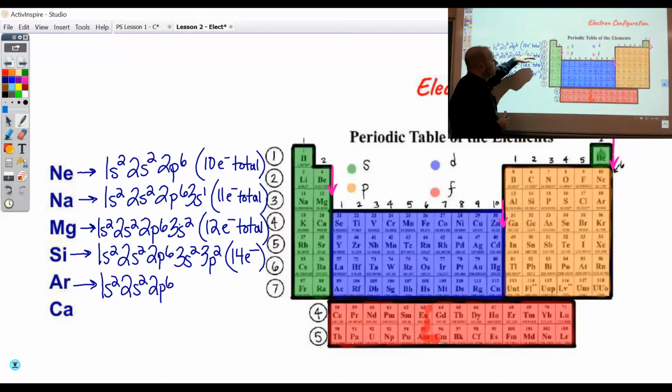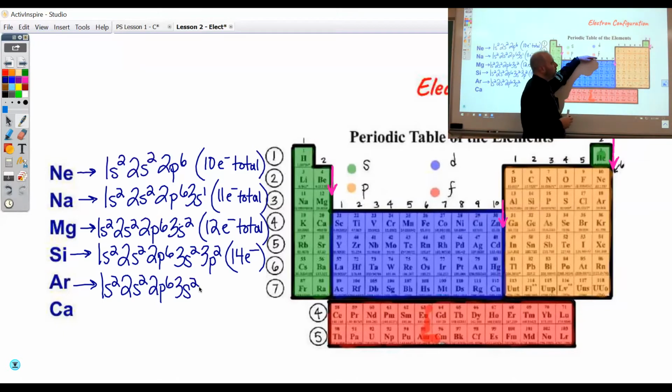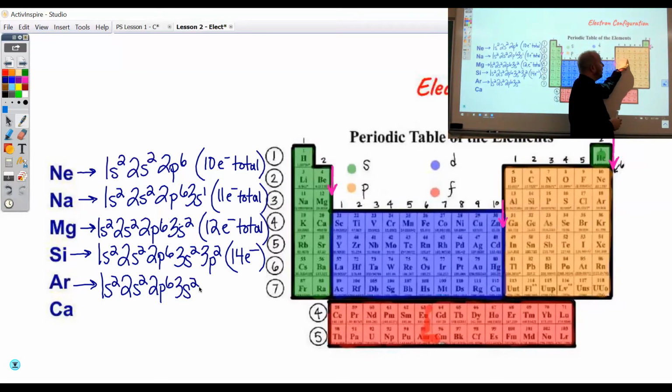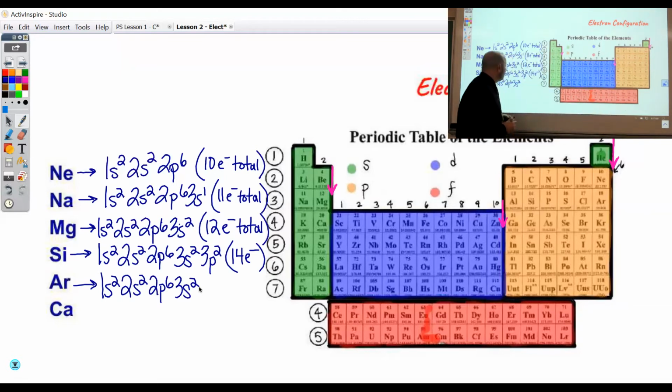Next one, third energy level. I go across, I hit my first stop here at magnesium. So that's 3s2. Then I keep going all the way across. This time I'm not stopping until I get all the way to argon. So argon, I'm going to write down 3p6, and I have a total of 18 electrons.